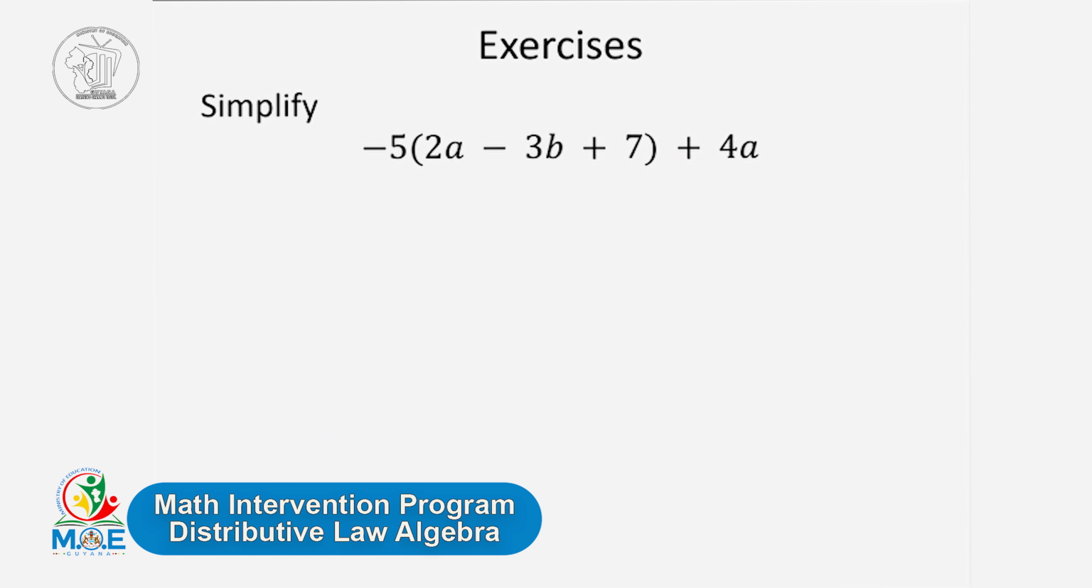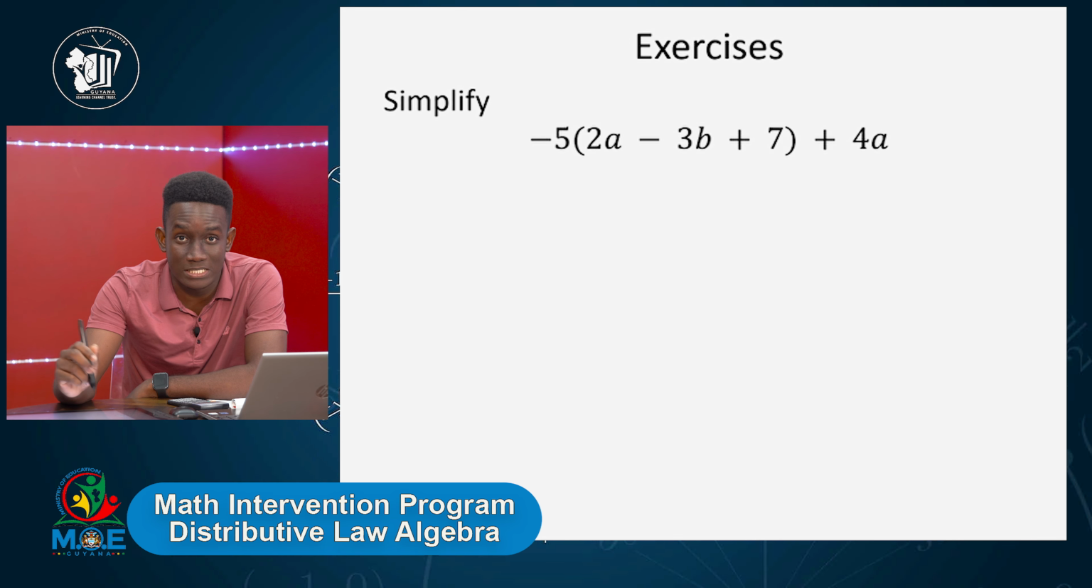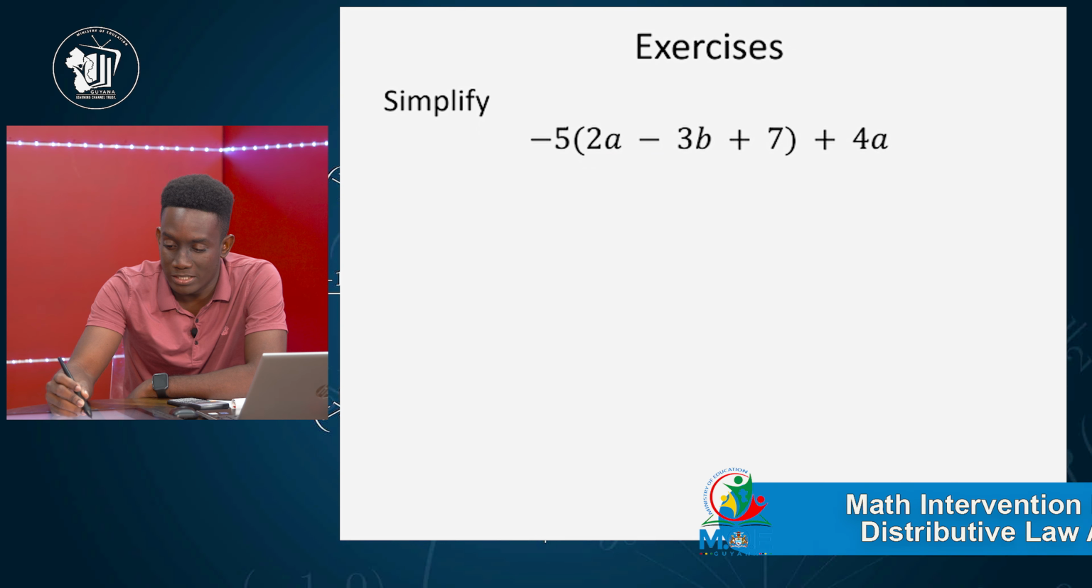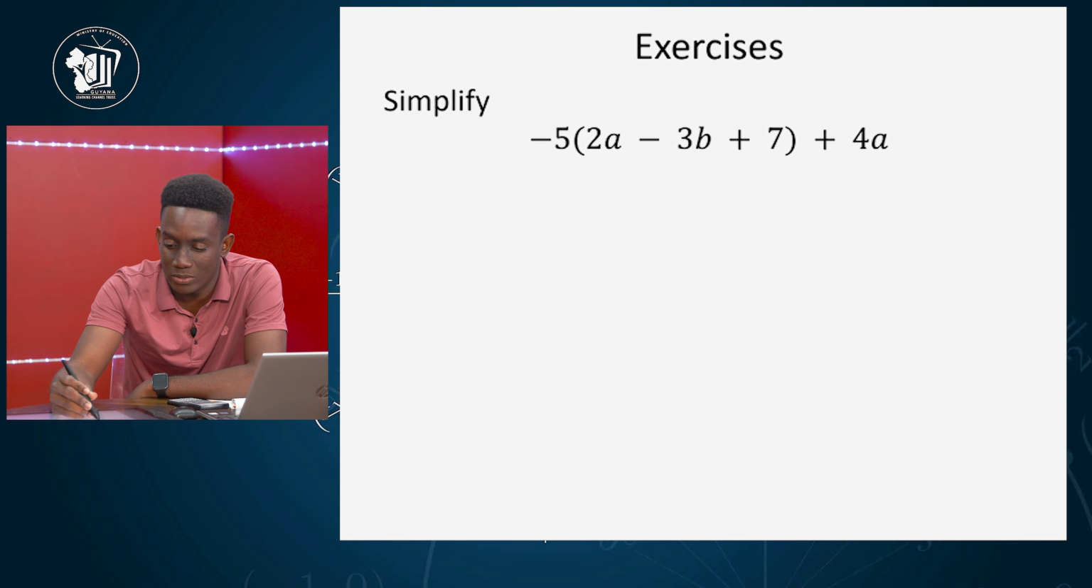So this example says negative 5 open bracket 2a minus 3b plus 7 close bracket plus 4a. And we are asked to simplify this. So we see, in order for us to simplify this, we must get rid of this bracket. And the only way we can get rid of that bracket is by distributing the negative 5 that is directly outside the bracket by everything in the bracket.